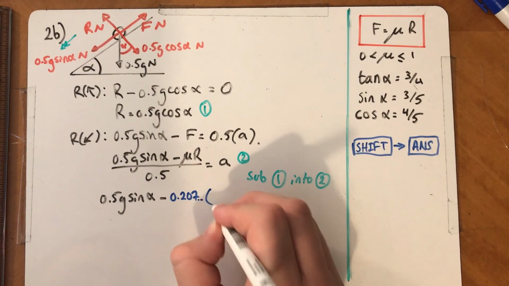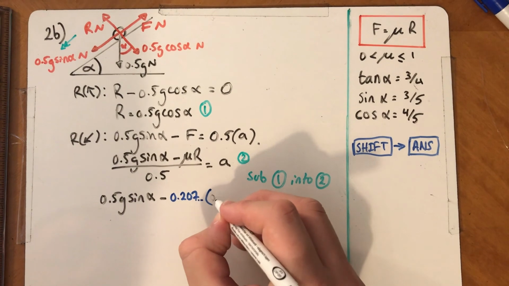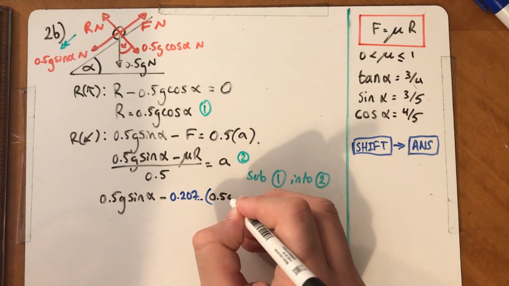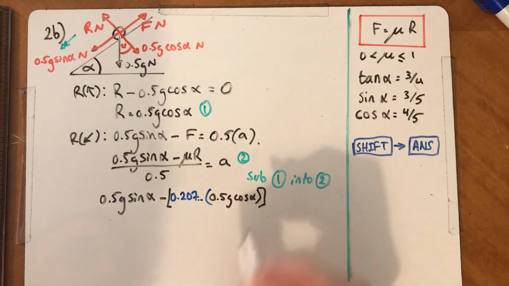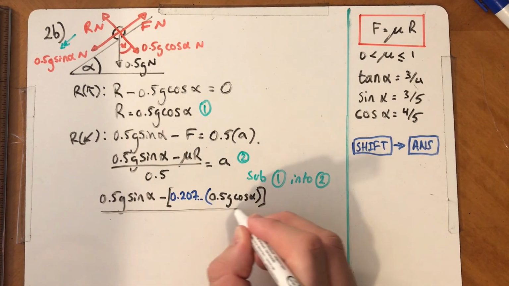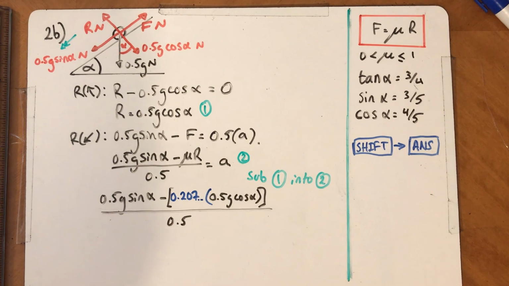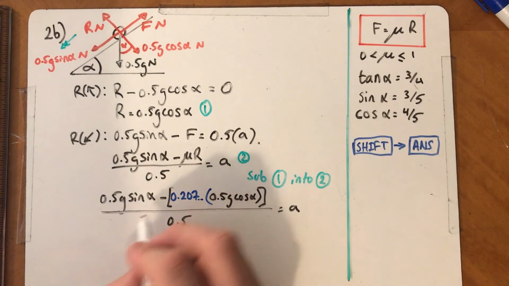This mu is being multiplied by R, and we know R is 0.5 g cos alpha. So we have 0.5 g cos alpha in brackets there, and this is all being divided by 0.5. Okay, and now we're nearly done. All we can do now is substitute exact values of sine alpha and cos alpha into our equation.